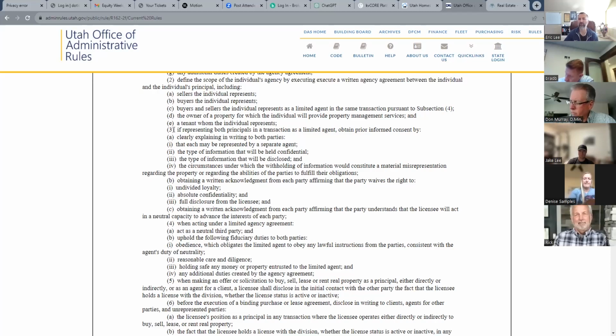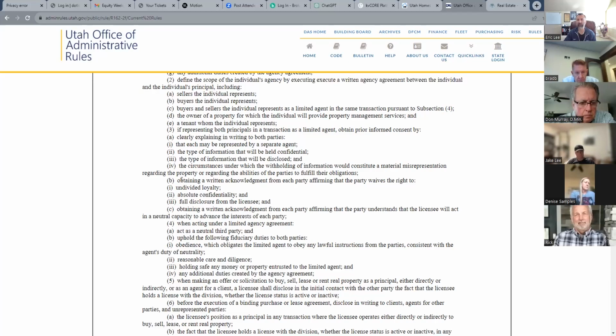If representing both principals in a transaction as a limited agent, obtain prior informed consent by clearly explaining in writing to both parties that they could each be represented by a separate agent, the type of information that will be confidential, the type that will be disclosed, and the circumstances under which the withholding of information would constitute a material misrepresentation regarding the property or regarding the abilities of the parties to fulfill their obligations. Okay.